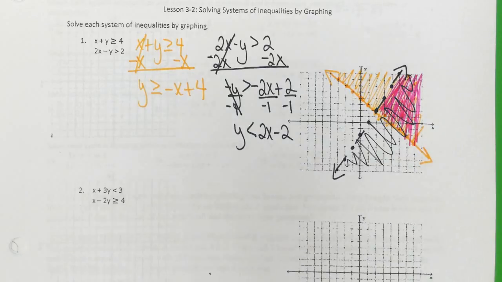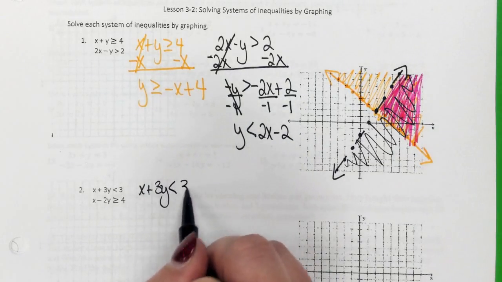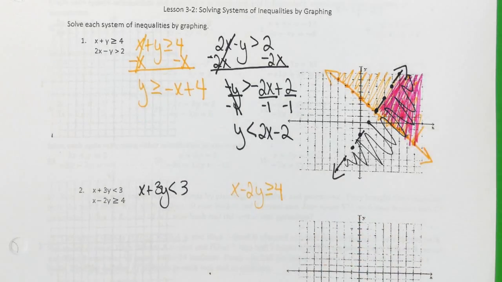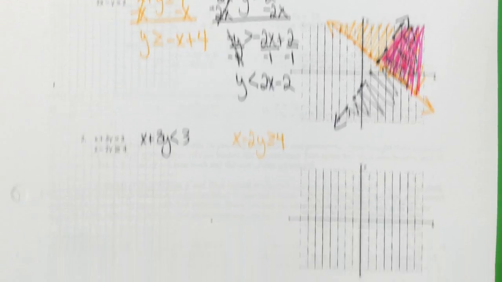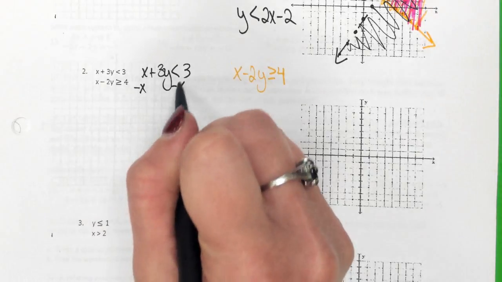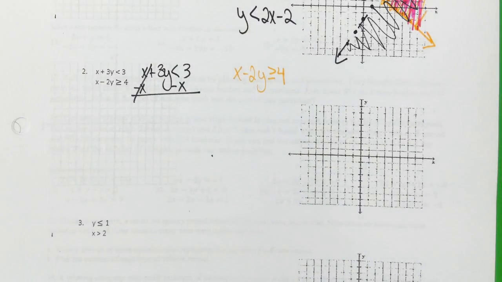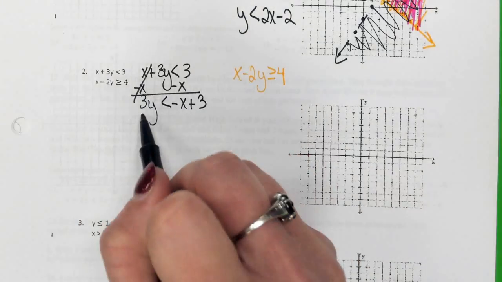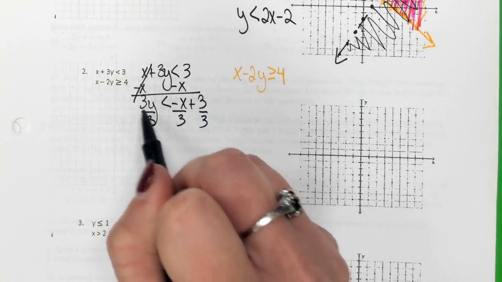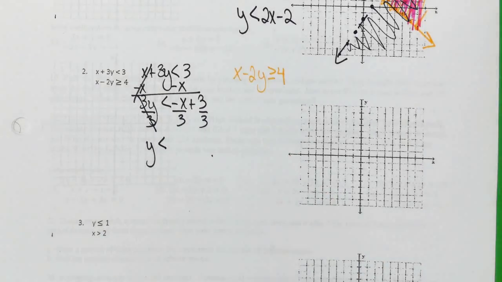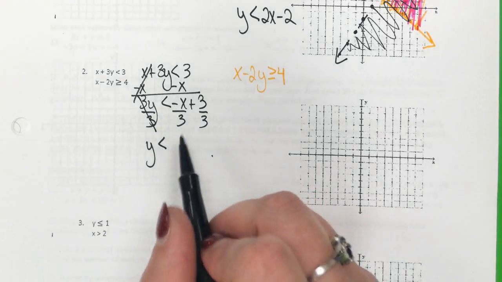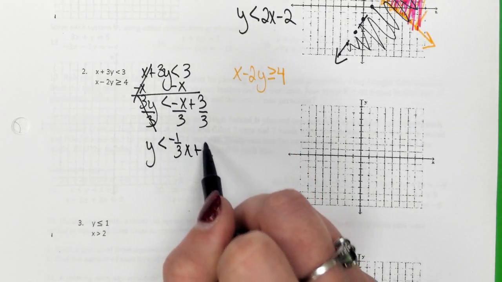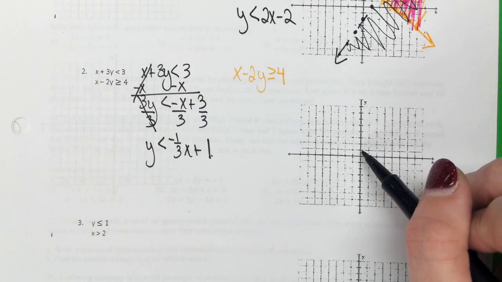Let's go to number 2. All right, so we got x plus 3y is less than 3, and x minus 2y is greater than or equal to 4. All right, we're going to subtract the x. So we get 3y is less than negative x plus 3, divided by 3. And we get y is less than, how do I write this guy? Negative 1/3 x plus, how much? 1. There you go.